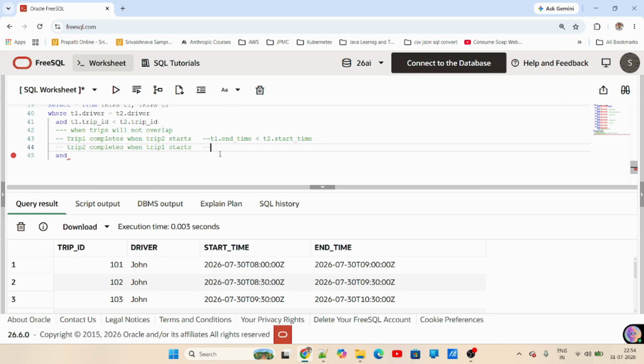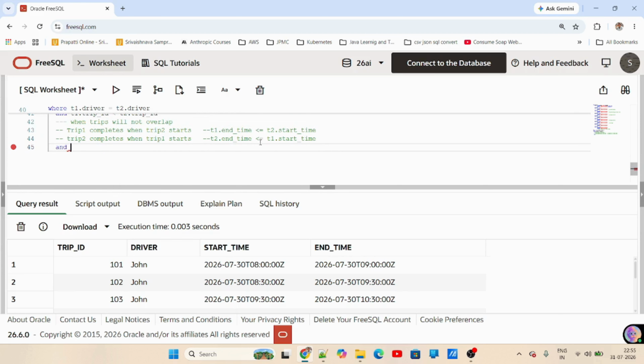Now what is the other condition we need to check? It would be the reverse: trip 2 completes, so T2.end_time is less than or equal to T1.start_time. It should be less than or equal to, because equal means it is not an overlapping condition; the driver can continue and serve both trips. So if T1.end_time is less than or equal to T2.start_time and T2.end_time is less than or equal to T1.start_time, then this is not overlapping.